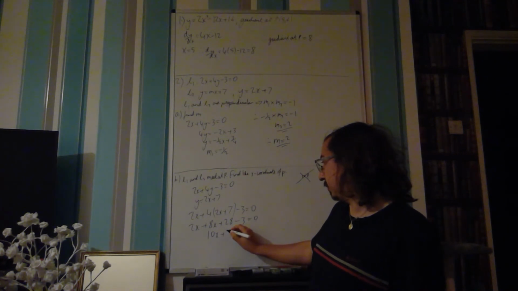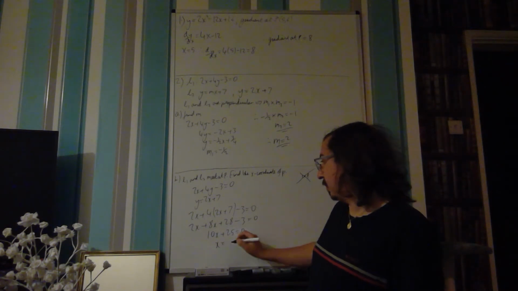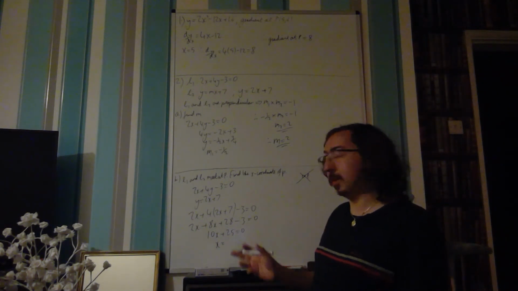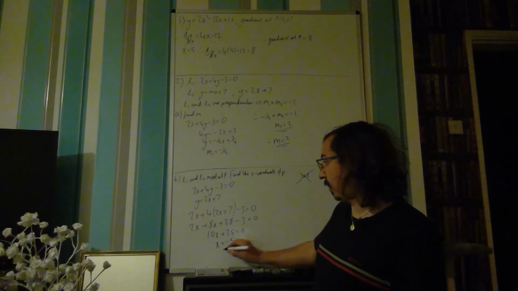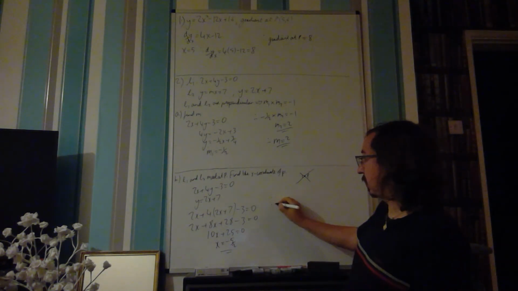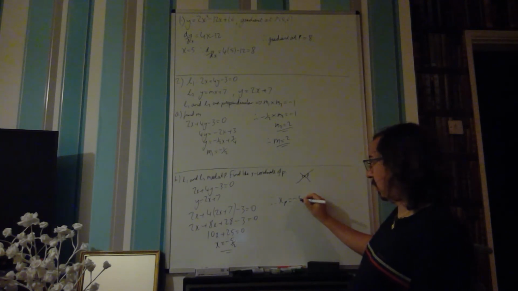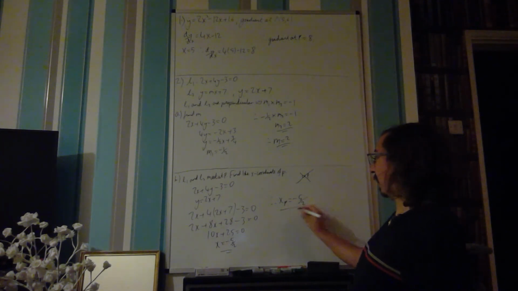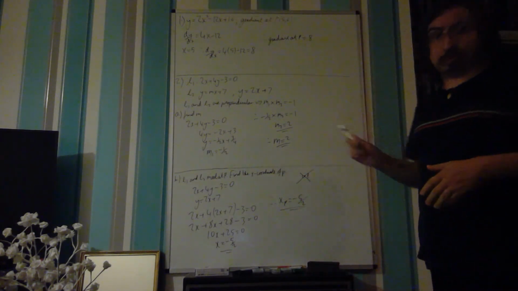10x plus 25 is equal to 0. So x is equal to minus 25 over 10, or when it simplifies, minus 5 over 2. So just to tidy that up, x at P is equal to minus 5 over 2. And that's how we deal with the first two questions.